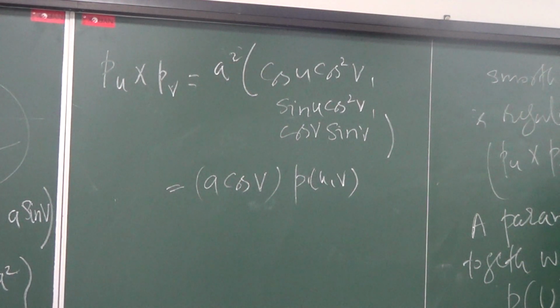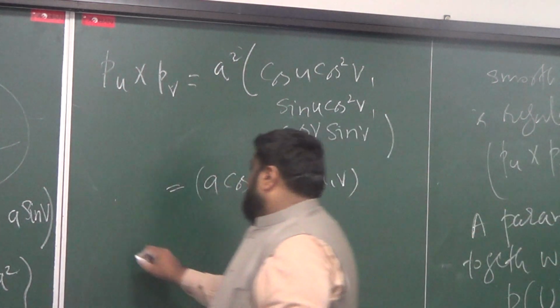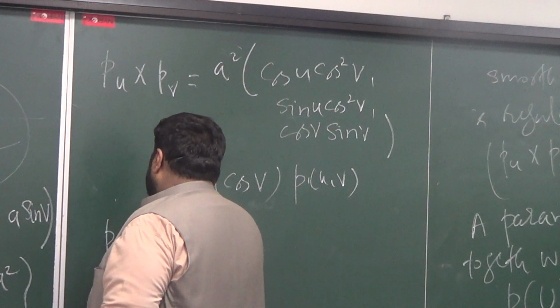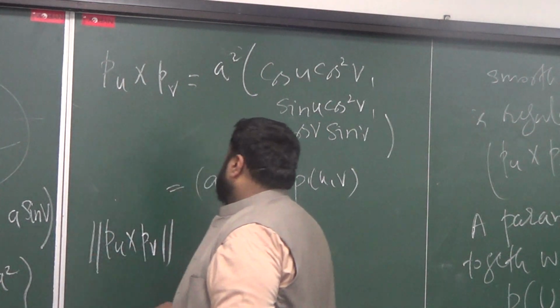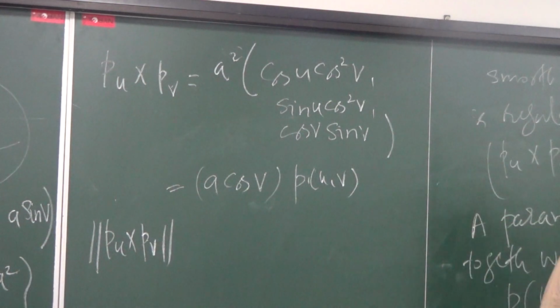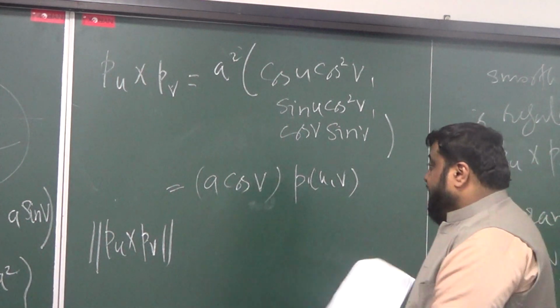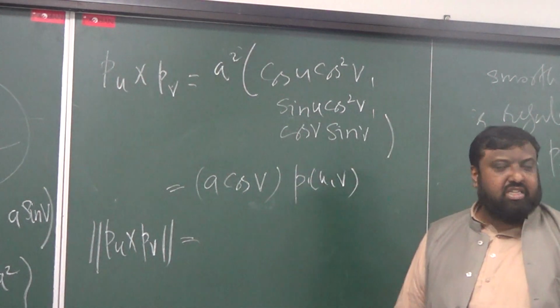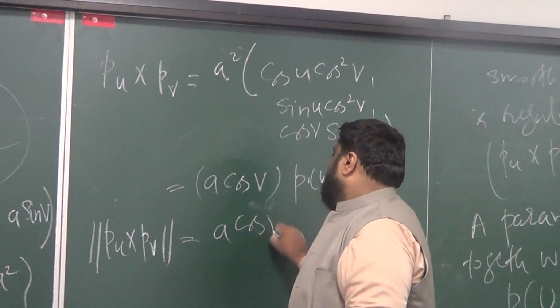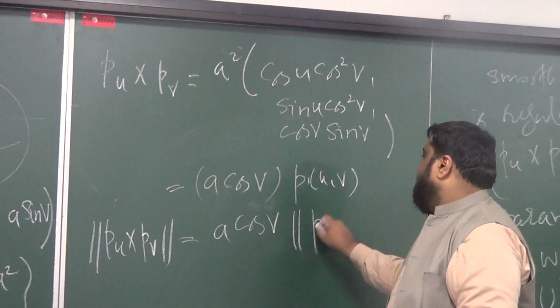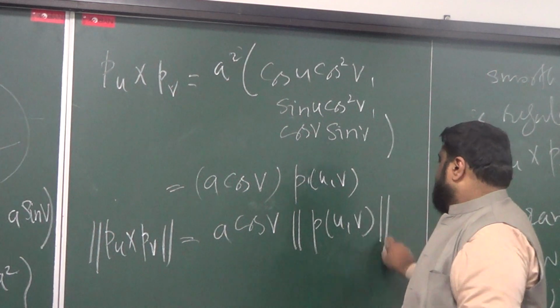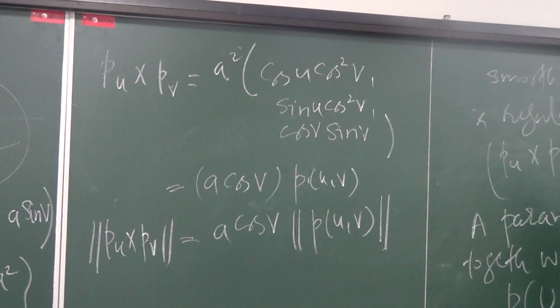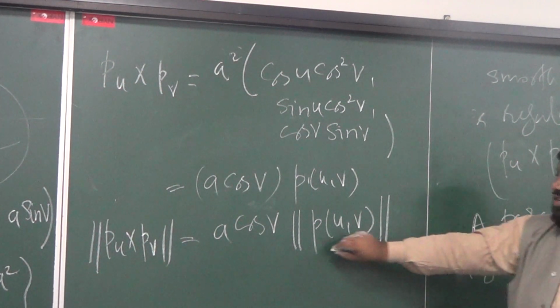Question: can this PU cross PV be 0? The answer is yes. So what would be the magnitude of PU cross PV? I want to find the points where PU cross PV can be 0. So what would be the magnitude of it? A cos v is a scalar. So this would be a cos v as it is times the magnitude of PUV. But what is the magnitude of PUV?